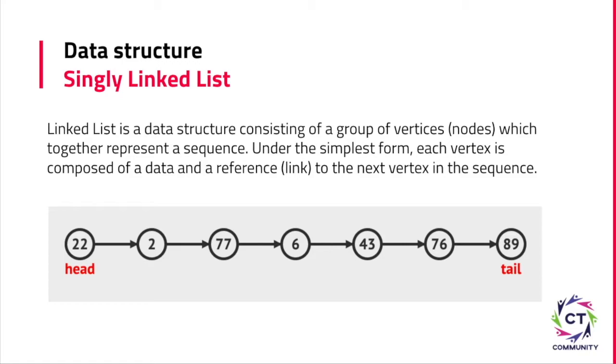Like if we see this example, 22 will be the head and 22 will be pointing to the next vertex, which is 2, and 2 will be pointing to the next node, which is 77, 77 pointing to 6, 6 pointing to 43, 43 pointing to 76, and 76 pointing to 89. So here in this singly linked list, the head is 22 and the tail is 89.